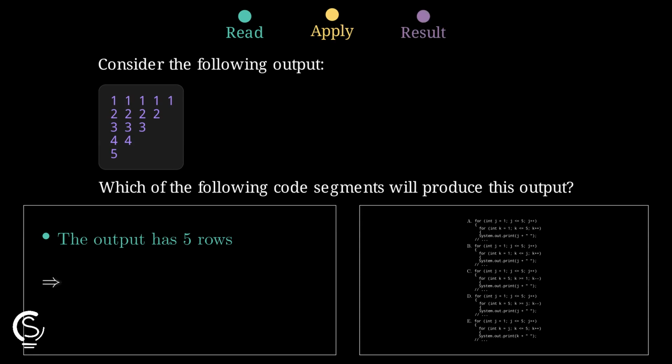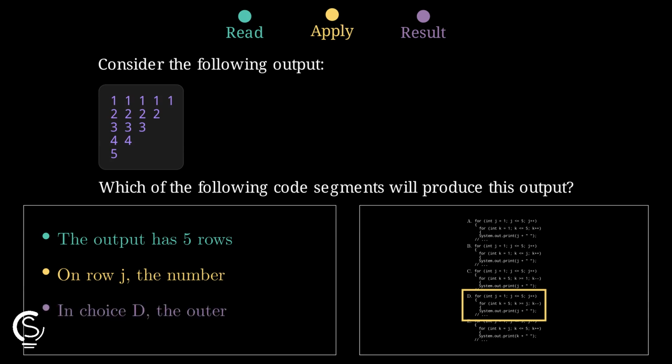In choice D, the inner loop starts at 5 and counts down to j. This correctly decreases iterations as j increases for each row.